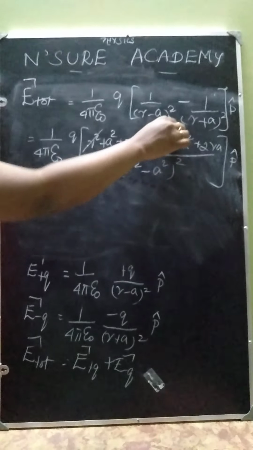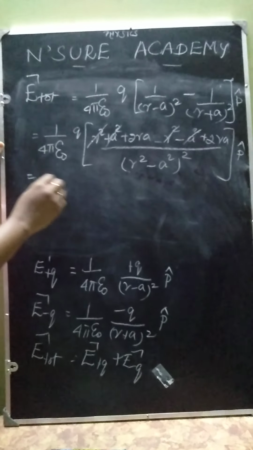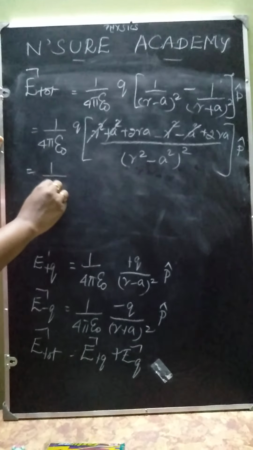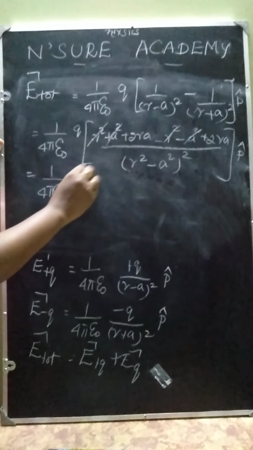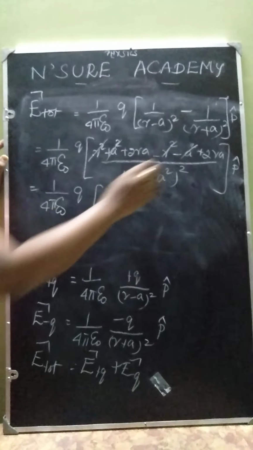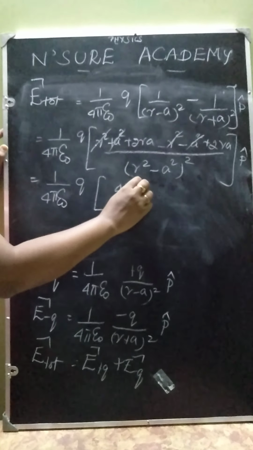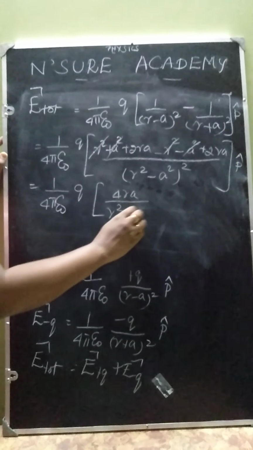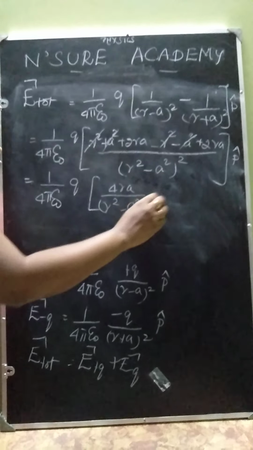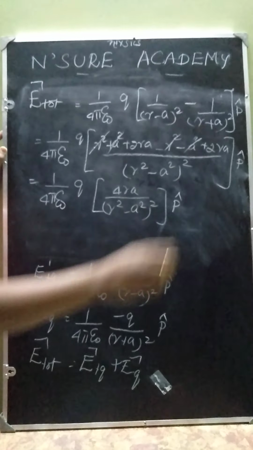Then r square will get cancelled, a square will get cancelled. What is the value? 1 by 4 pi epsilon naught q into 2ra plus 2ra, which is 4ra, divided by (r square minus a square) the whole square into p cap. Very important.